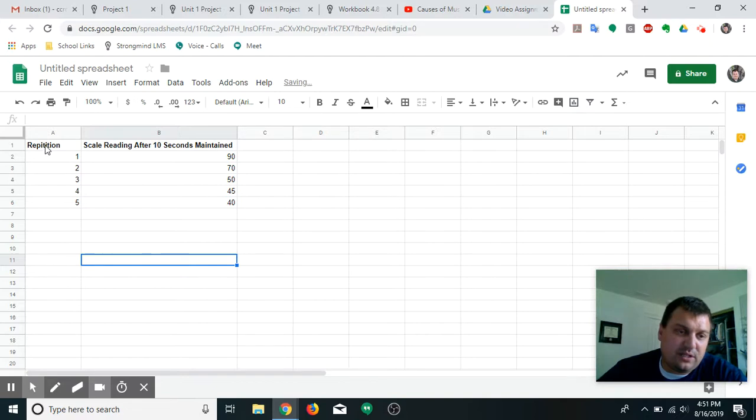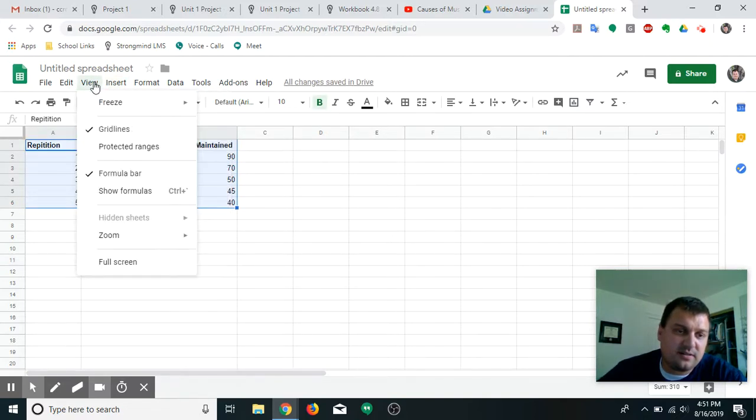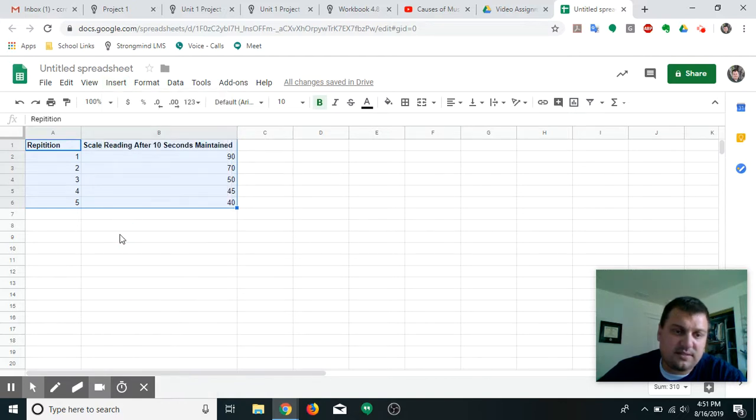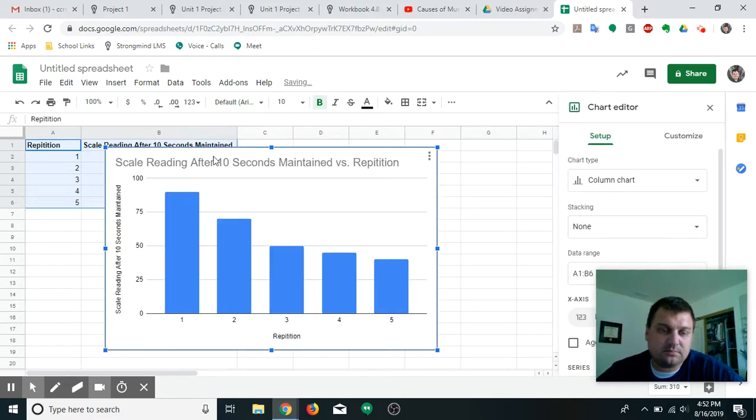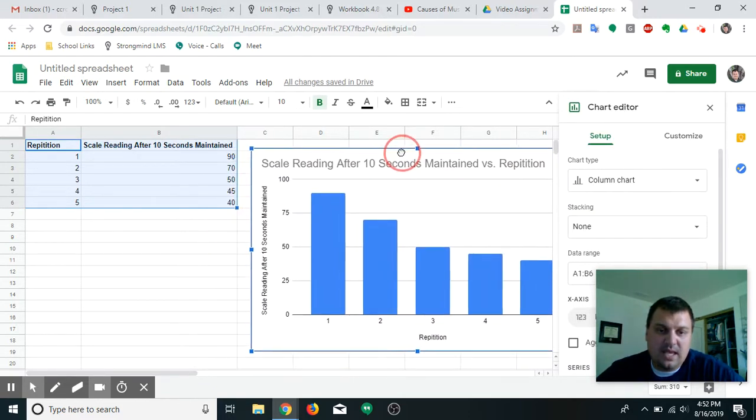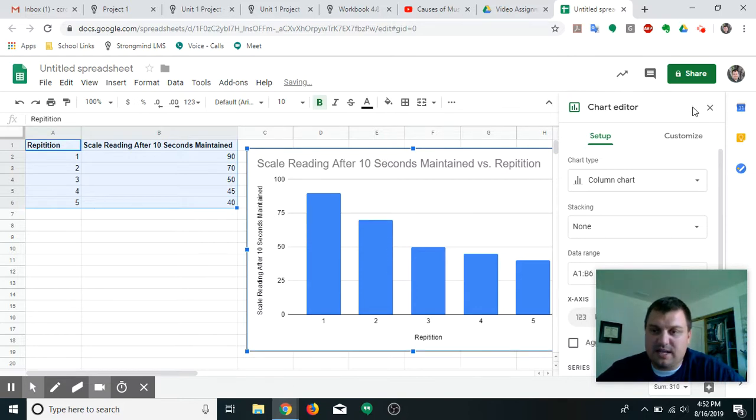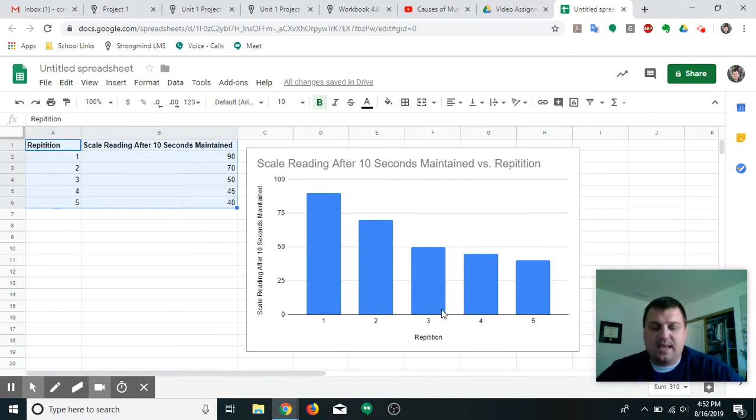One cool thing that we can do is we can actually use this, insert a chart. It'll actually graph this for us. Maybe. And so we can see this trend that's going on here. And this is a bar graph, and that'll work. We could do a line graph as well.